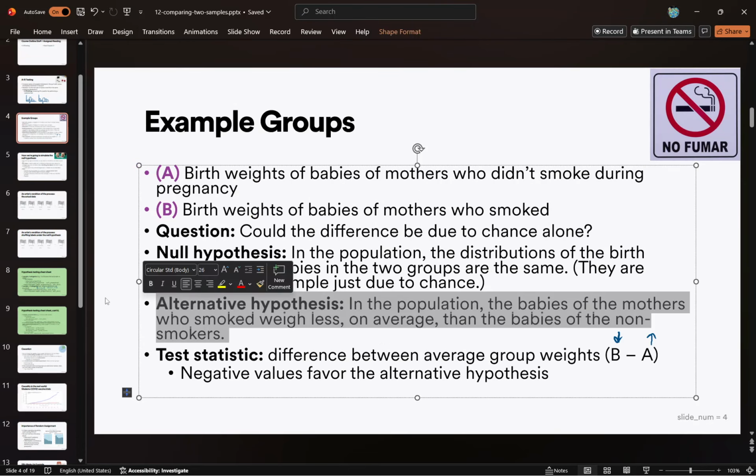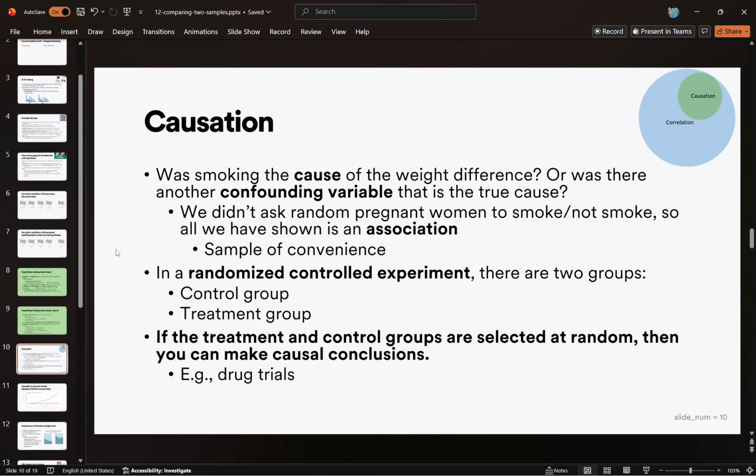But now the question is, was smoking really the problem? Now we're trying to determine causation. Was smoking really the cause of that weight difference, or was there something else, another confounding variable that is the true cause? Smoking makes you not want to eat, maybe. It keeps you feeling full. I think I remember reading that once upon a time. I don't know if that's true, but it kind of makes sense, that maybe it was the lack of hunger in the mother.